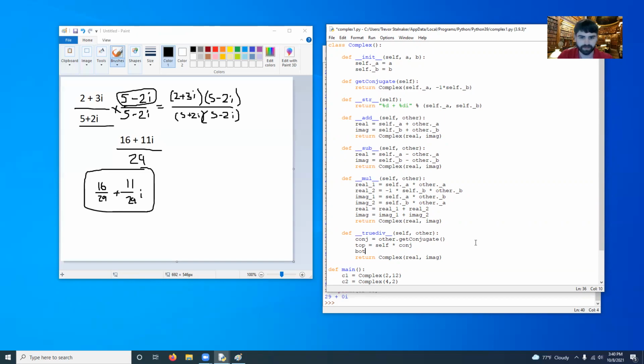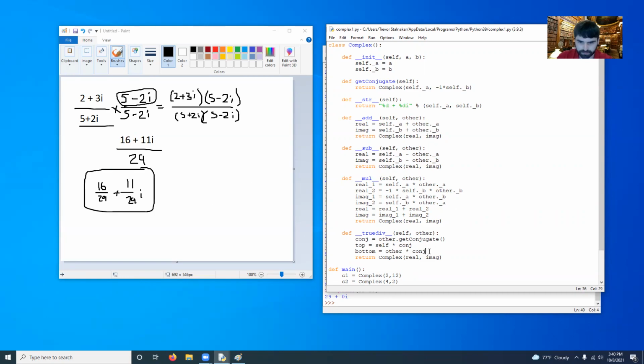And then to get the bottom, we're going to do other times the conjugate. So there we go. And that's going to give us something of this form. So now bottom is just going to be a real number. We know that. It's not going to have an i because it can't. Because by definition, the conjugate times whatever it's the conjugate of is just going to cancel out the i's and give you a real number.